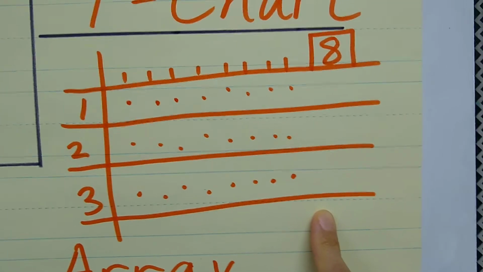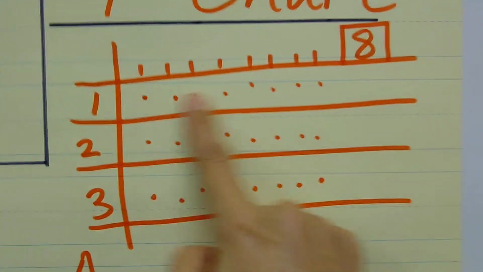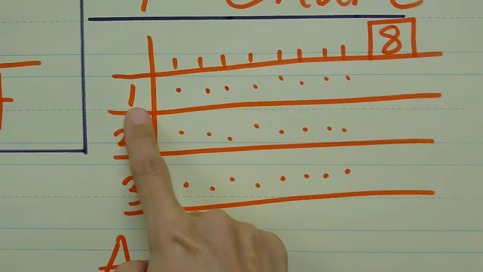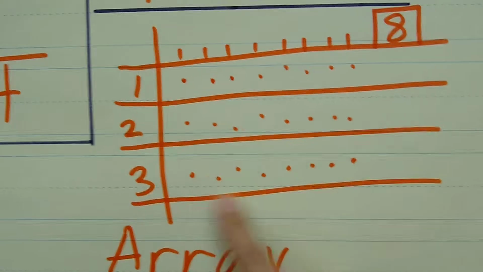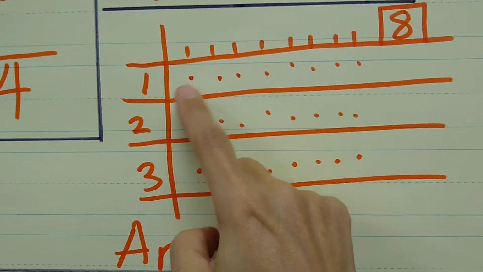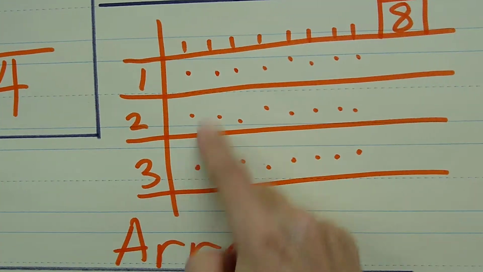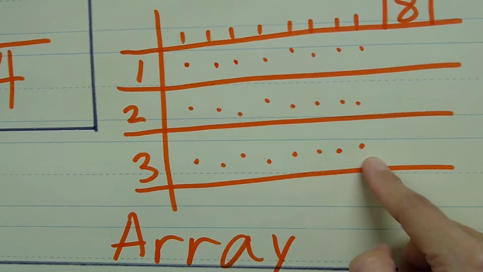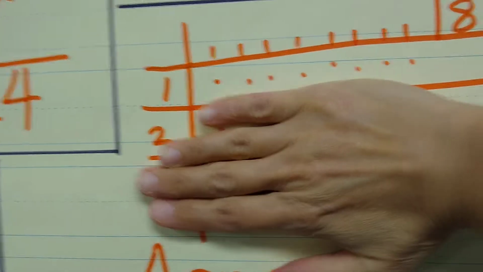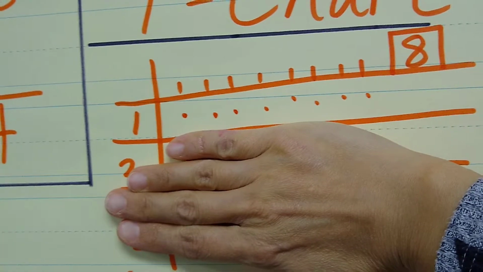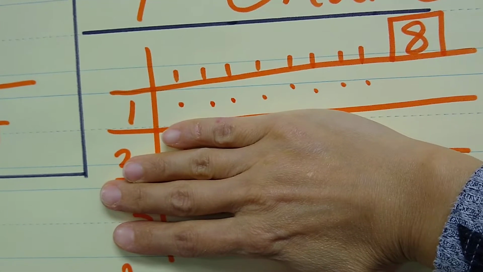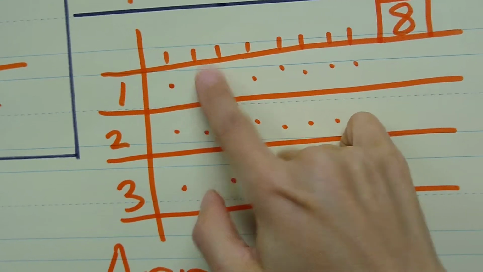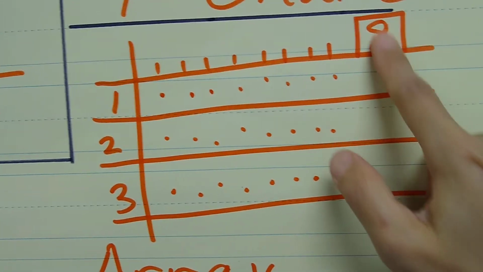This is called the array. First, you set up the chart. We're dividing it into 3 groups, so we have 1, 2, 3, 3 rows. And then you divide your 24. 1, 2, 3, 4, 5, 6, 7, 8, 9, and so forth, all the way to 24. And only focus on the first row because that will tell you the answer. Each of these dots means 1. So 1, 1, 1, 1, and you add up all of them, the answer is 8.